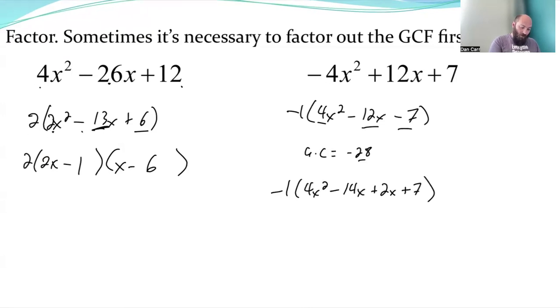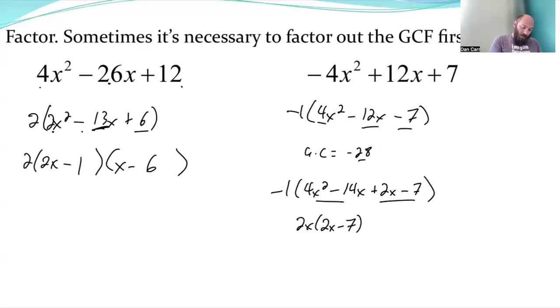Okay, so now I can do this where I look at these two sets here. And I'm going to ignore the negative 1 for now. We'll bring it back later. We've got 4x squared minus 14x. That's going to be a 2x times 2x minus 7. I just realized I made a mistake. That's a negative 7 there, not a positive.